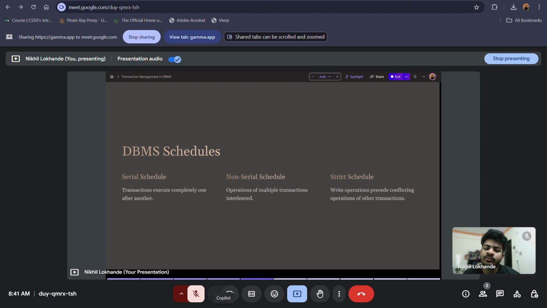Serial schedule: transactions execute completely one after another. In non-serial schedule, operations of multiple transactions are intervened. So in serial schedule, each transaction is executed one after another, and in non-serial schedule, a lot of transactions are intervened at the same time. Non-serial schedule is mostly like trees. It is how trees work. Strict schedule: write operations precede conflicting operations of other transactions.